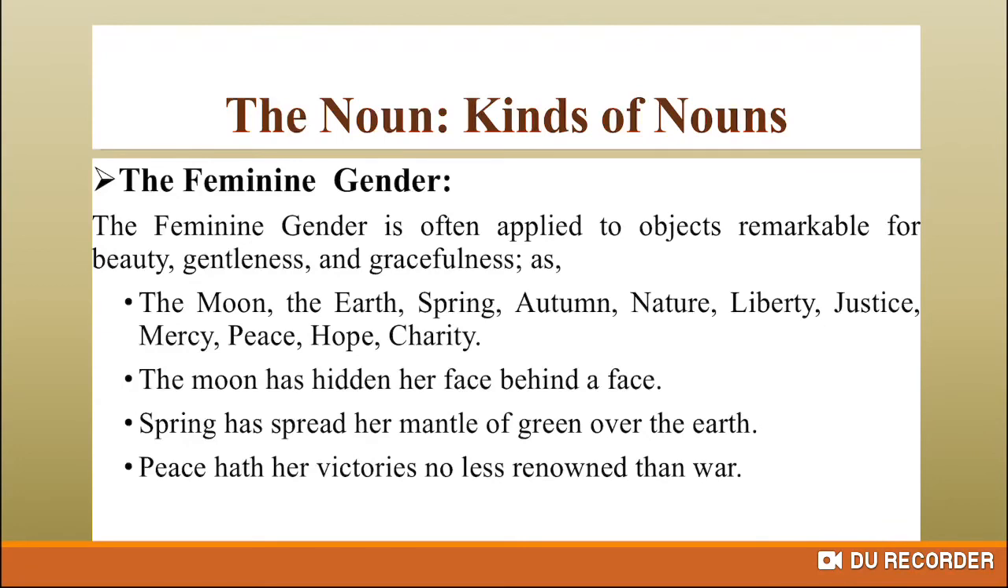Similarly, the feminine gender is often applied to objects remarkable for beauty, gentleness and gracefulness, like the moon, the earth, spring, autumn, nature, liberty, justice, mercy, peace, hope. The moon has hidden her face behind a cloud. So for the moon we have used the word her, that is used for the feminine gender. Spring has spread her mantle of green over the earth. Her mantle. So that word her is used for spring, so we used it as a feminine gender.